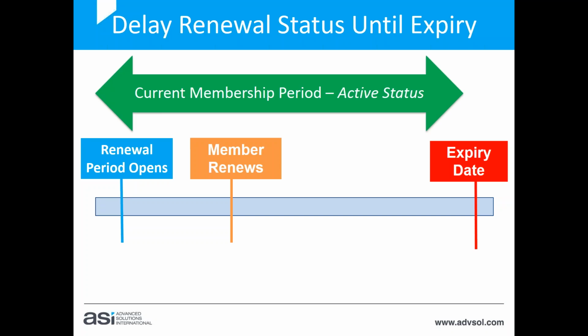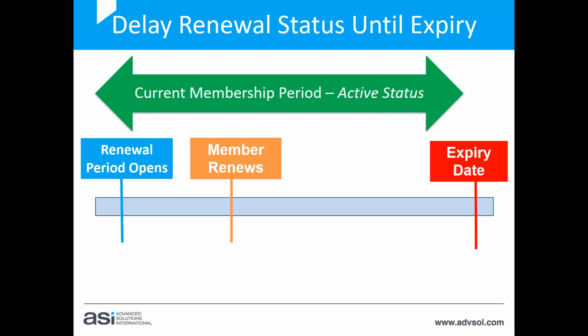However, they may still have another 20 days until their original expiry date. Therefore, you don't want their status to change to pending while they still have some time left. So by ticking this box, you will delay any status change until the original expiry date. Okay, it won't change until after that date.